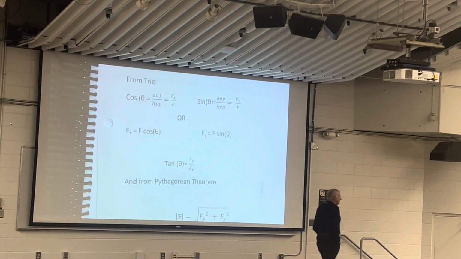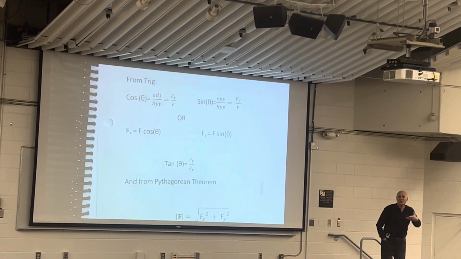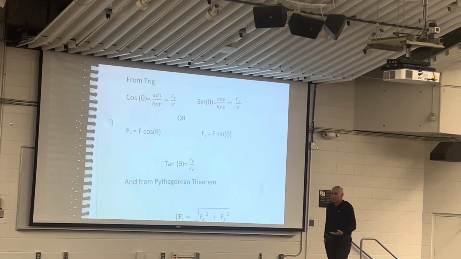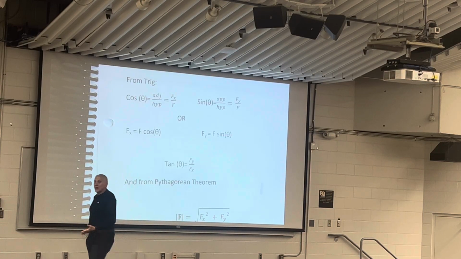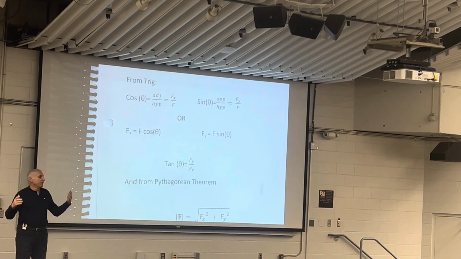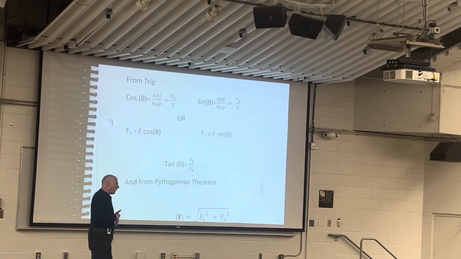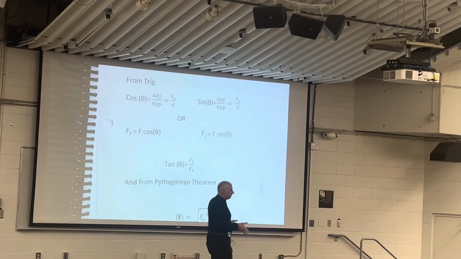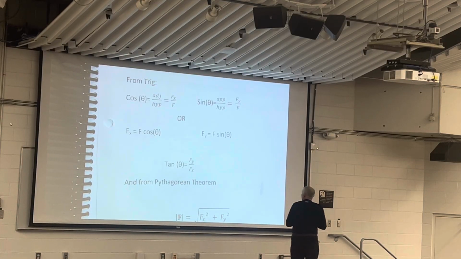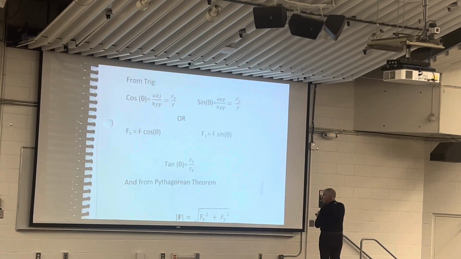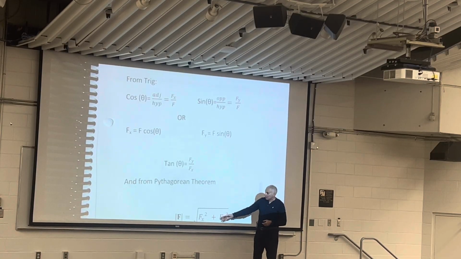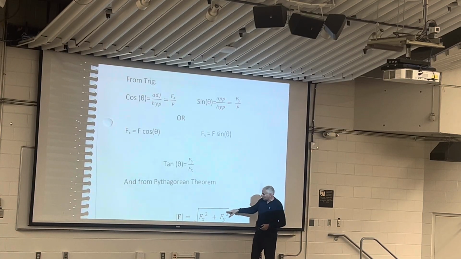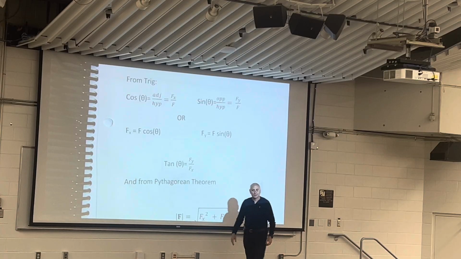So cosine theta is adjacent over hypotenuse, Fx over F. Sine of theta is opposite over the hypotenuse. I know you know this, but I told you, I take nothing for granted. I don't want anybody coming back and saying, well, I didn't know that. No, I covered it in class. If I covered it, that means it's important. Okay? Tangent theta is Fy over Fx, and of course, from the Pythagorean theorem, we know that the magnitude of F is the square root of Fx squared plus Fy squared.